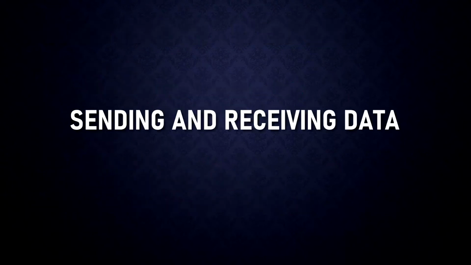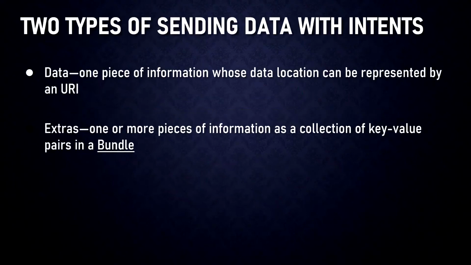So let's see how we can send and receive data inside our explicit intent. We have two ways to send data between different activities. From our main activity, we may want to start the second activity. Starting the second activity is easy, but how can we pass data to it? There are two ways to do that. The first one is called data, and the other one is extras.